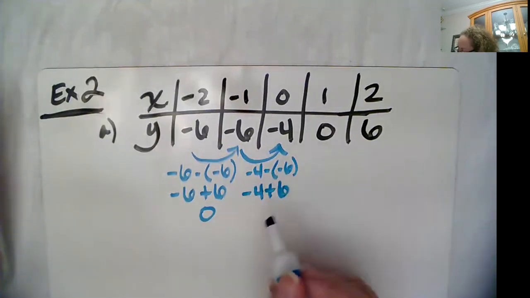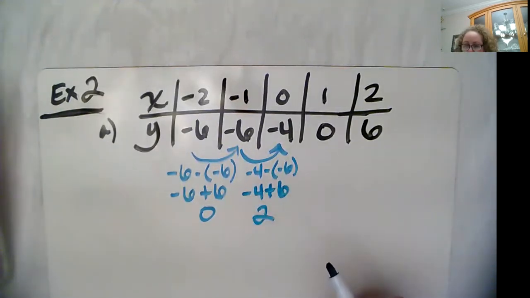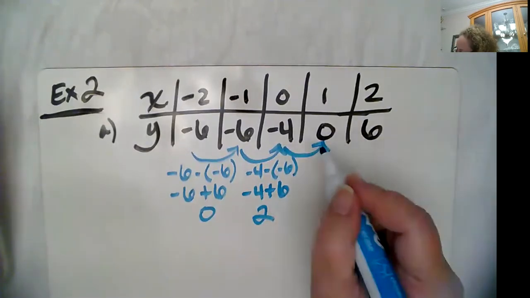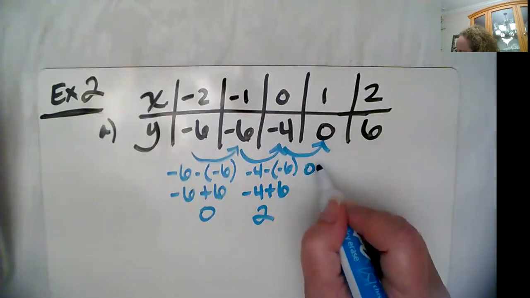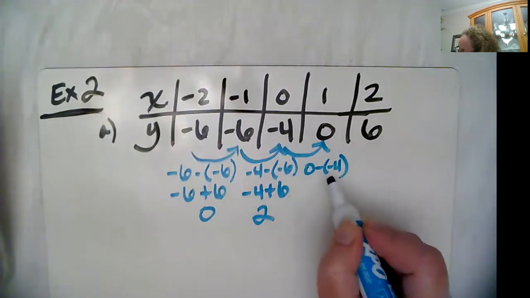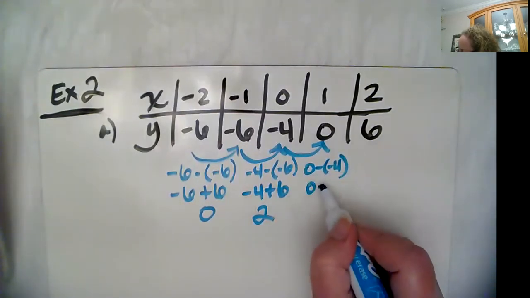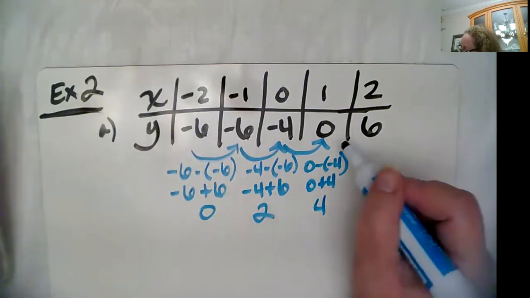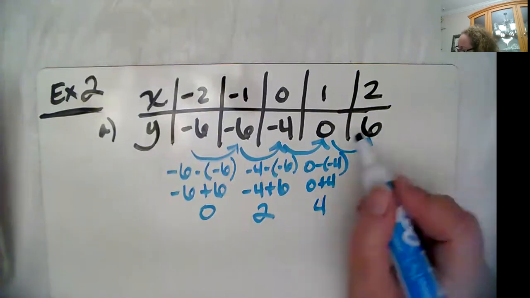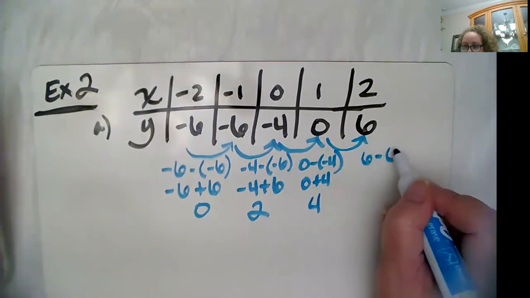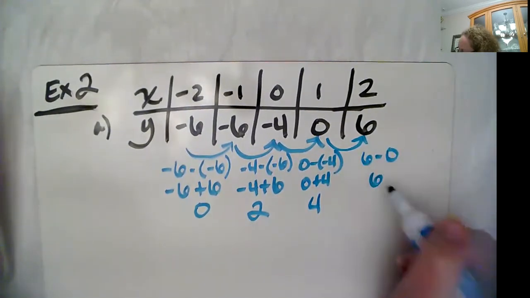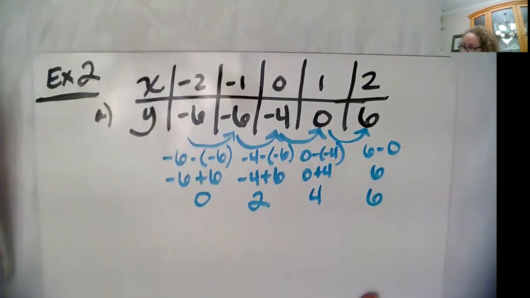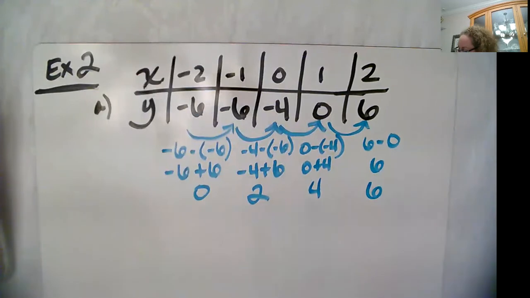And we end up getting 2. Then from here to here, 0 minus a -4, 0 minus a -4. A negative and a negative is a positive, so 0 plus 4, you get 4. Then from here to here, 6 minus 0, and we get 6. Nothing's the same.